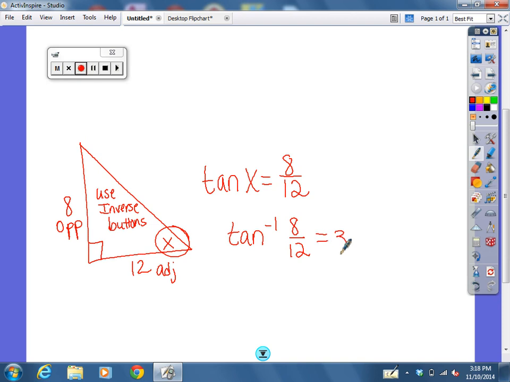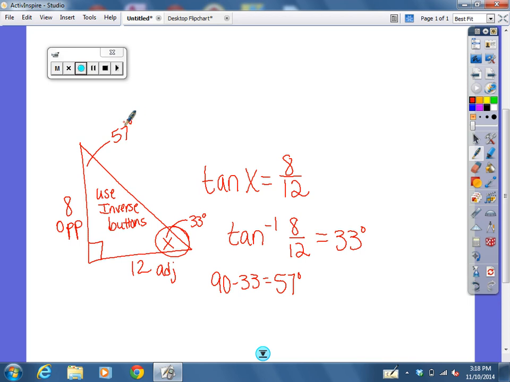So I'm just going to round it to 33 degrees. So my missing angle right here is 33 degrees. Then if that's 33 degrees, I can take 90 and subtract 33, and I get, let's see, 90 minus 33, I get 57. I was going to say 67, and I knew that wasn't right. 57 degrees. So this angle right here is 57 degrees.